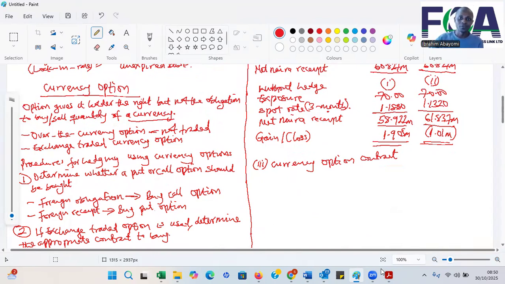It's not just short. What's our exposure? Our exposure is that we want to receive. That's a receipt of what? Receipt of 70 million Kudi.